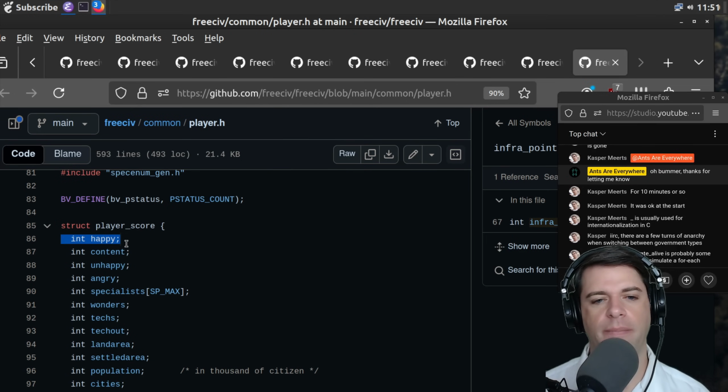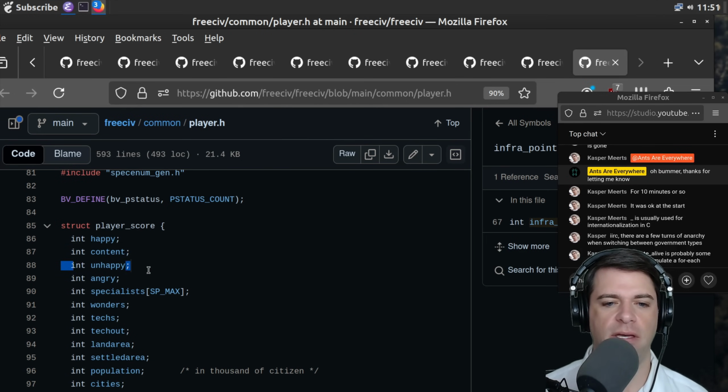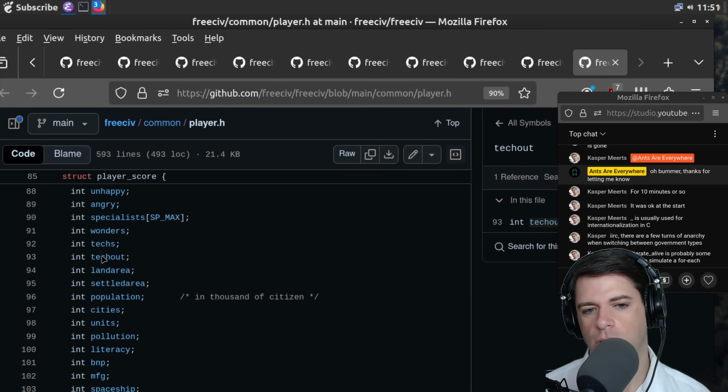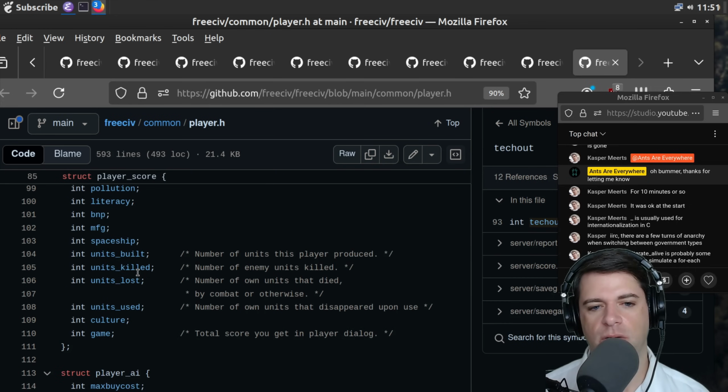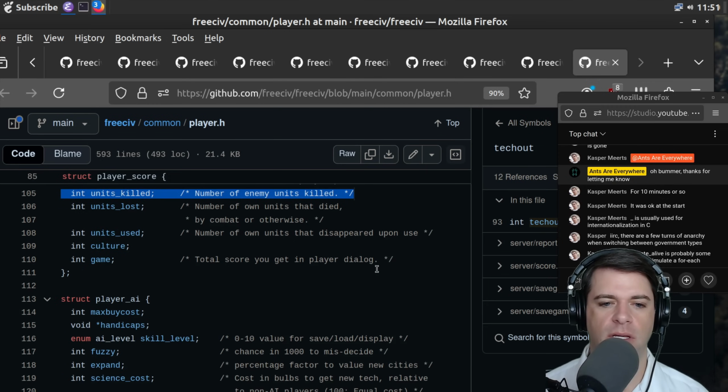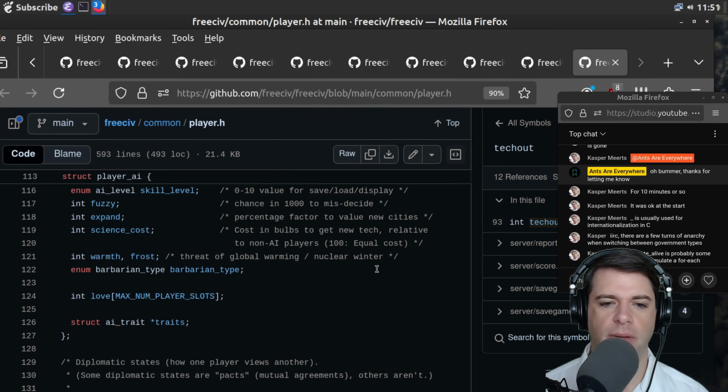Maybe happy is how many happy cities you have, and unhappy is how many unhappy cities. And content, angry, specialists, wonders. Tax, tech out. I don't know what tech out is. Land area, settled, etc. Units built is the number of units this player has produced. Number of enemies killed, and so on. And some AI stuff.